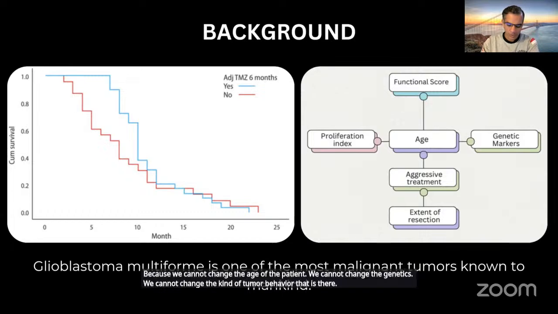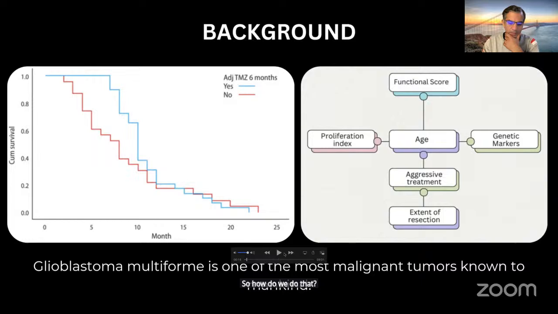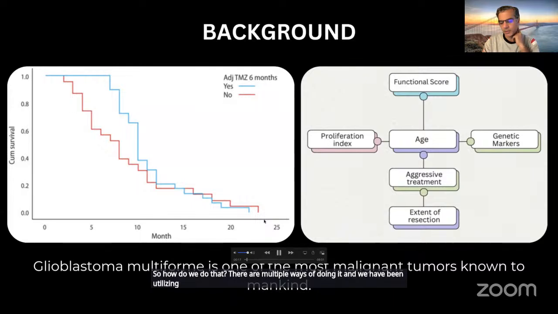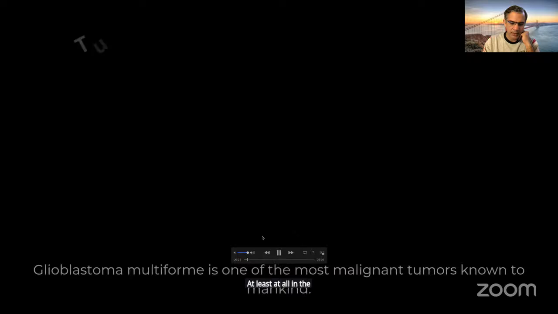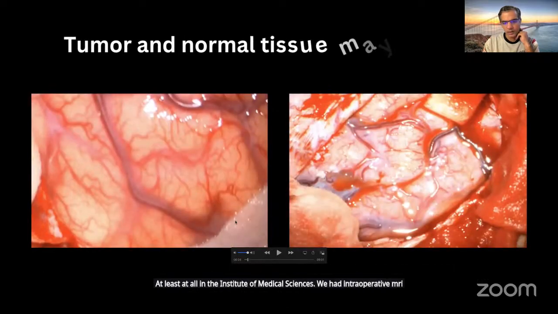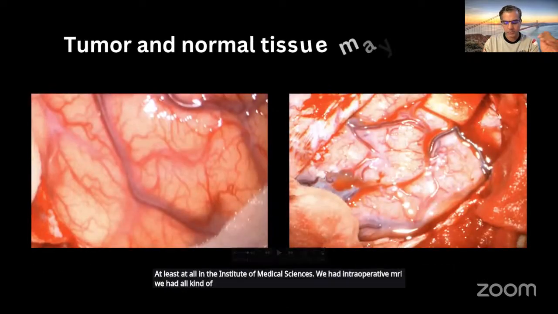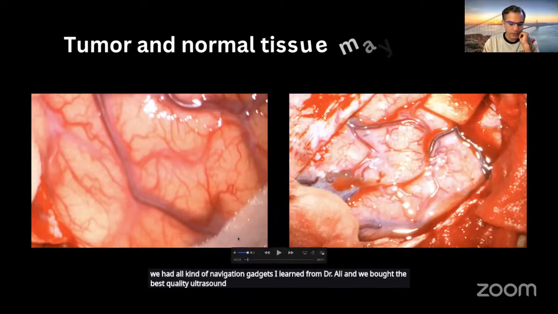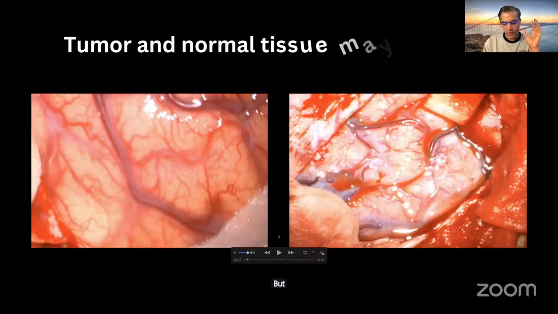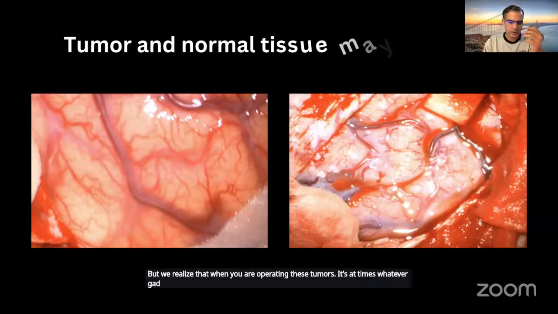So how do we do that? There are multiple ways of doing it, and we have been utilizing practically everything that has been there on planet Earth, at least at All India Institute of Medical Sciences. We had intraoperative MRI, all kinds of navigation gadgets. I learned from Dr. Ali, and we bought the best quality ultrasound that Dr. Ali has. But we realized that whatever gadget you're using, it becomes difficult at times to differentiate between the normal and the abnormal tissue.